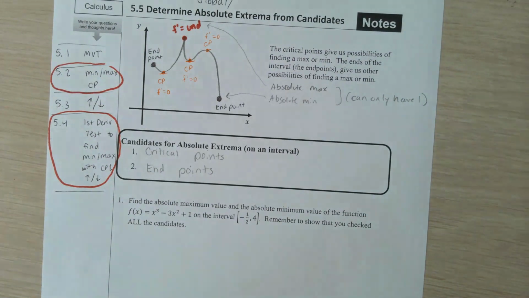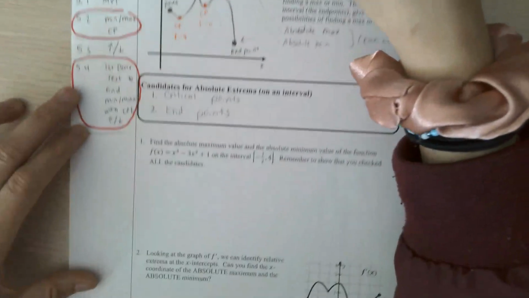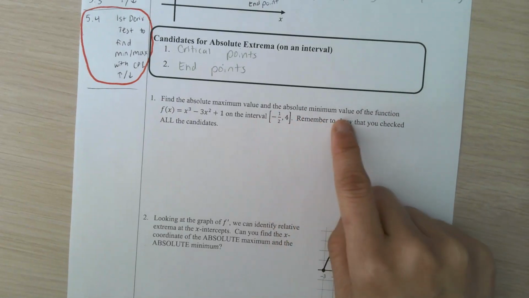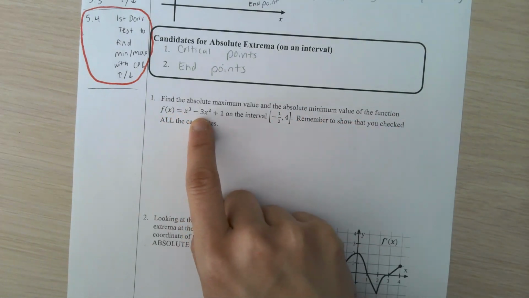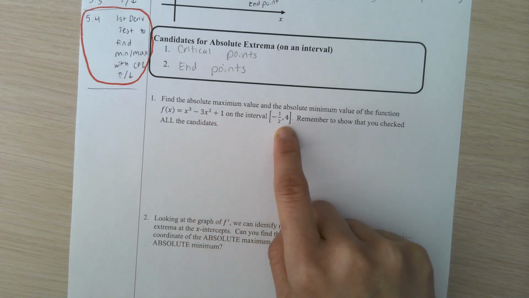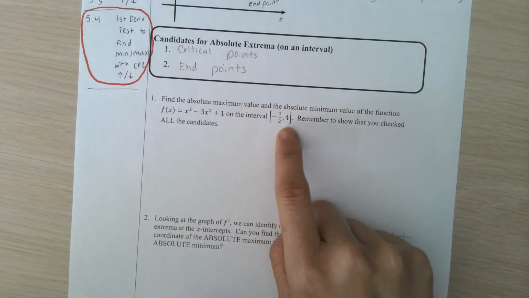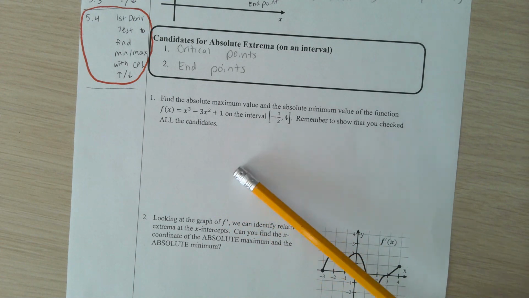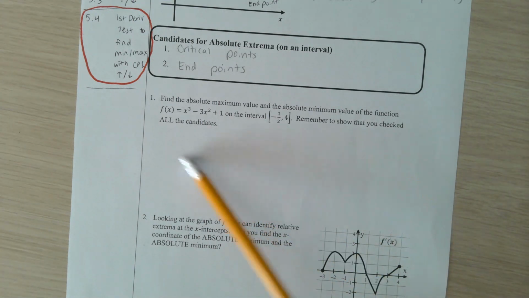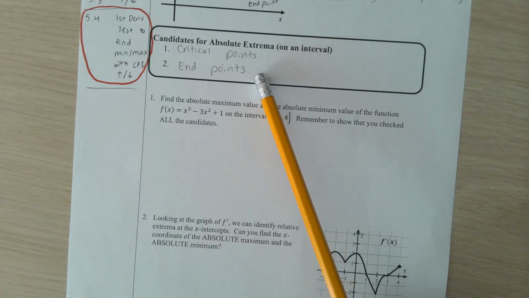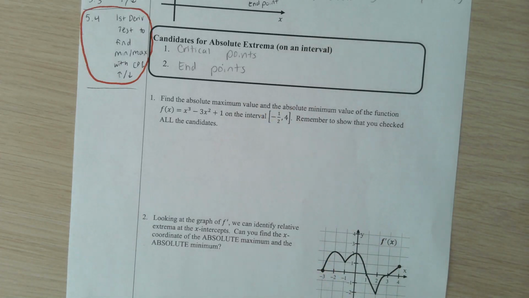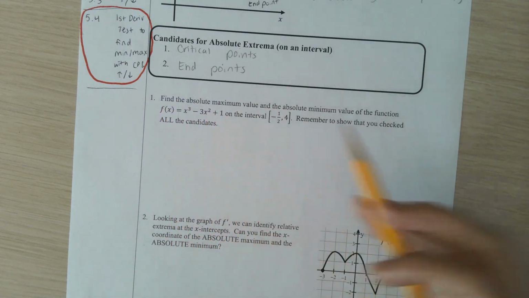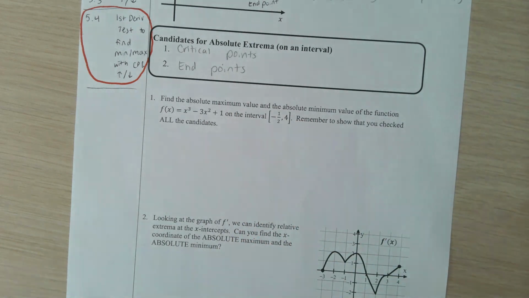Okay, so this is going to be much easier with an example, so let's do the example problem. Find the absolute maximum value and the absolute minimum value of the function f of x equals x cubed minus 3x squared plus 1 on the interval -1/2 to 4, including those numbers. It's a closed bracket. Remember to show that you checked all the candidates. So this is the type of problem where I need to see your work. You can't just plop down the answer. I need to see your work for all the candidates, and the candidates are our critical points and our endpoints. So you also want to remember, it's find the absolute maximum value. So it's not asking where, it's asking what. We'll recap that at the end, but that's just something to note.